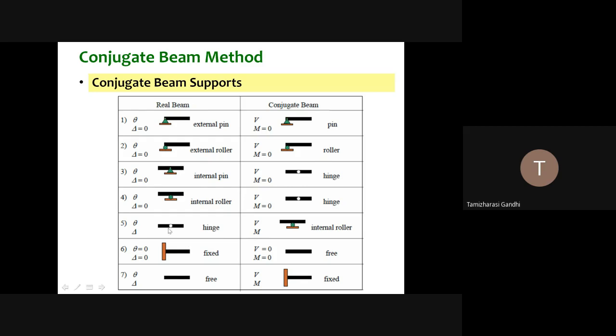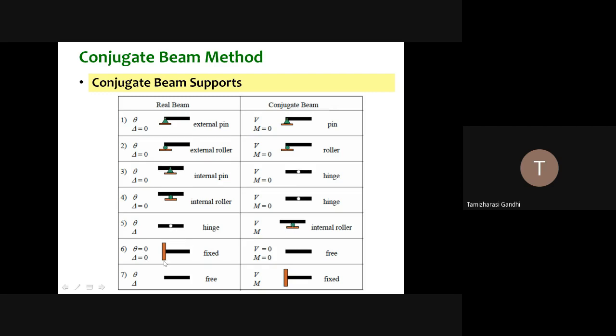Suppose I am given in the real beam a hinge directly, internal hinge or real hinge, then I have both rotation and displacement for this hinge. So I should have the conjugate beam in such a way that it should have the shear force and bending moment not equal to zero. Then I have to convert this hinge into either roller.